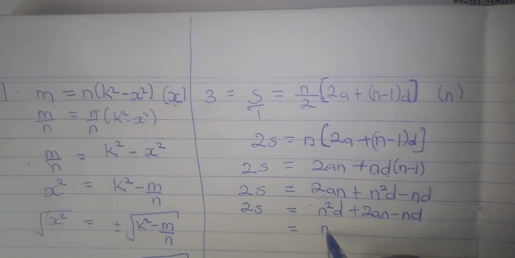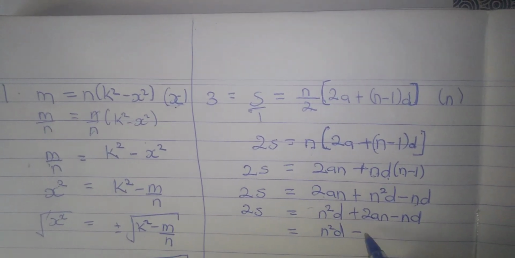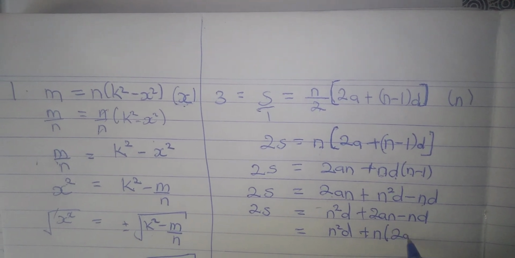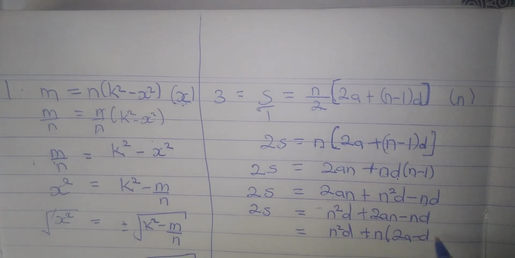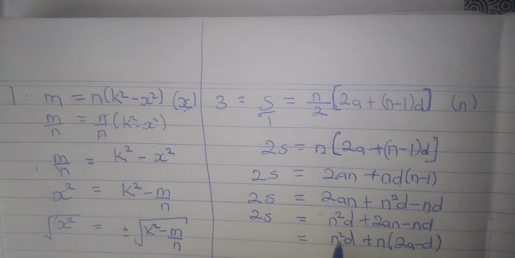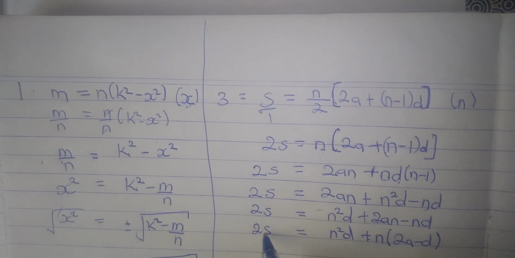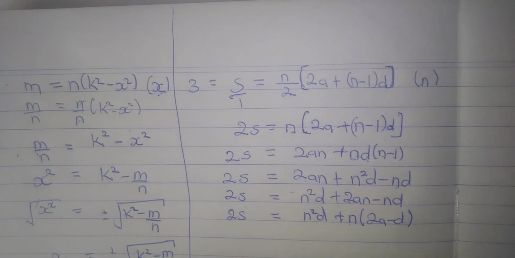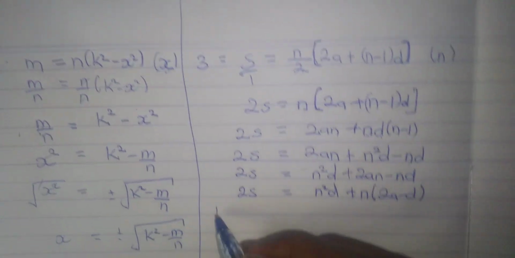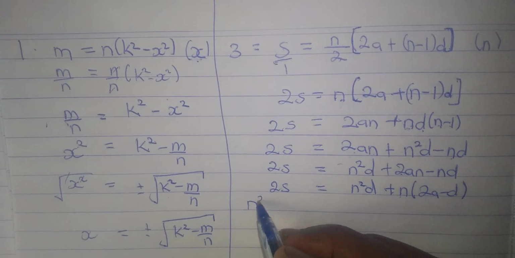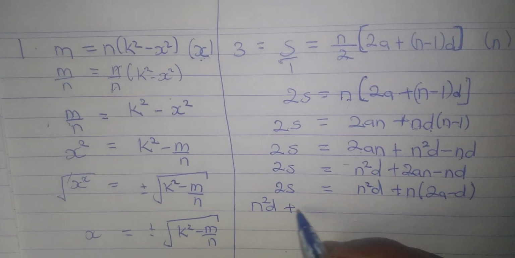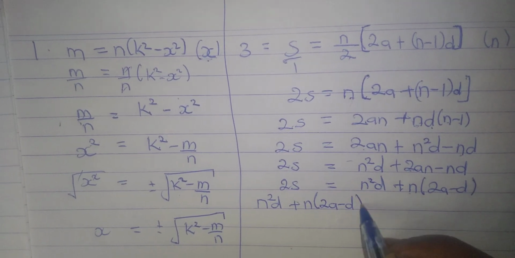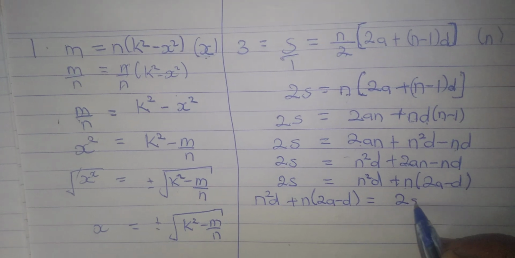So here I ought to factorize out that n, which is common. I pull out the n, I remain with 2a. Here I remain with minus d. So this quadratic equation is in terms of n. Reason being, we have n squared, we have an, so it is in terms of n. I can easily interchange, and I say what is on my right come on my left, and what is on my left go to my right, which I'm doing here, equals 2s.